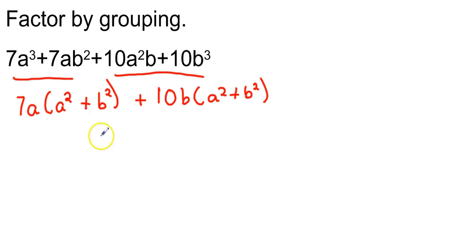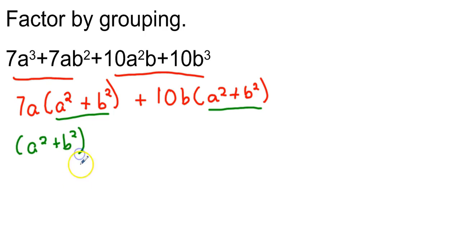The next step is to look and see, okay, what do they have in common? Well, this has a plus b squared, and this also has a plus b squared. Okay, it's times one thing, so I pull it out. That's my GCF. I'm factoring the first piece and the second piece. So a squared plus b squared. I'm factoring it, I pulled it out.